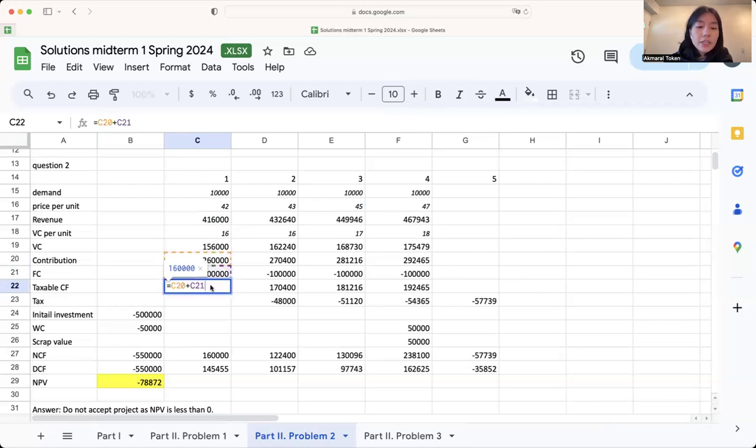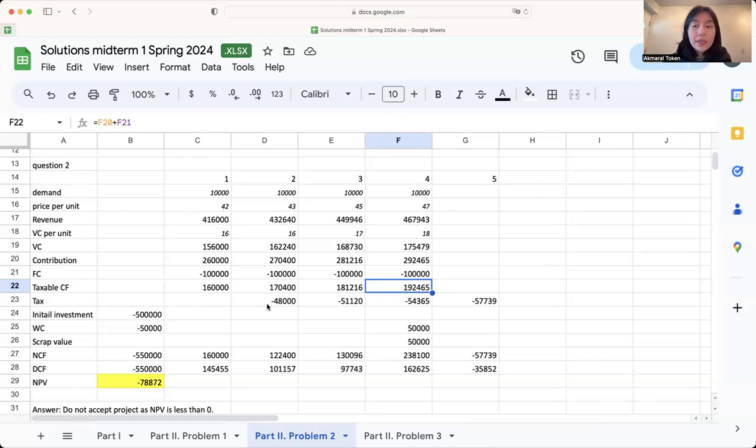And so taxable cash flow is the difference between this contribution and fixed cost. So basically, taxable cash flow is revenue minus fixed cost minus variable costs. In this case, taxable cash flow is $160,000 for the first year, $170,000 for the second year, $180,000 for the third, and $190,000 for the fourth year of operations.